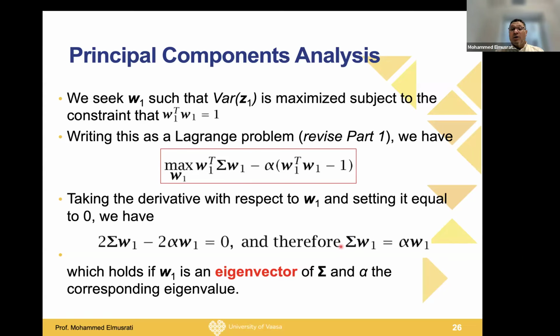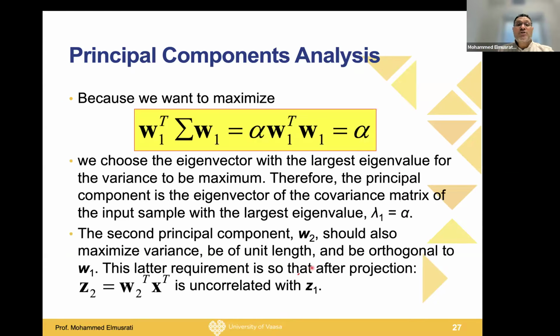But which one now should I select? Which W1 should I select? I have 50 different eigenvectors. Which one represents the one which preserves the maximum variance, or the maximum information, from the data? To know this result, we can simply substitute.